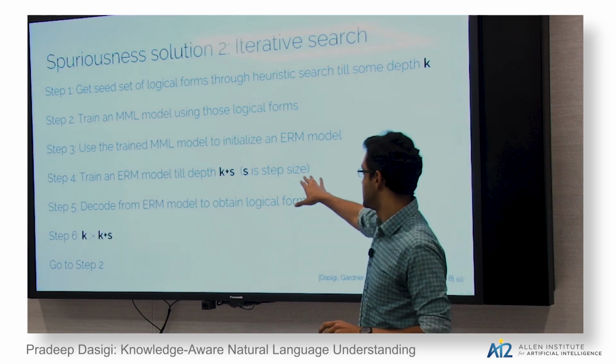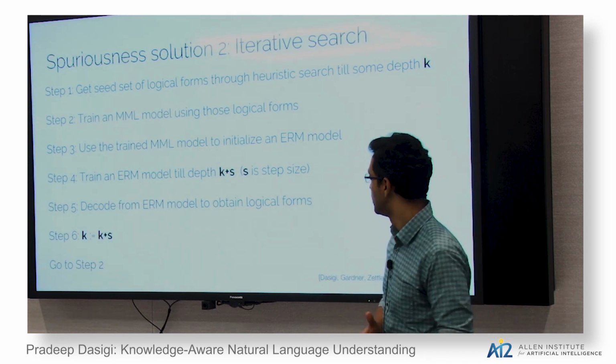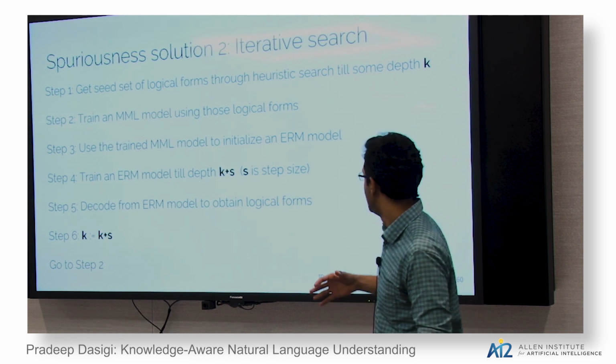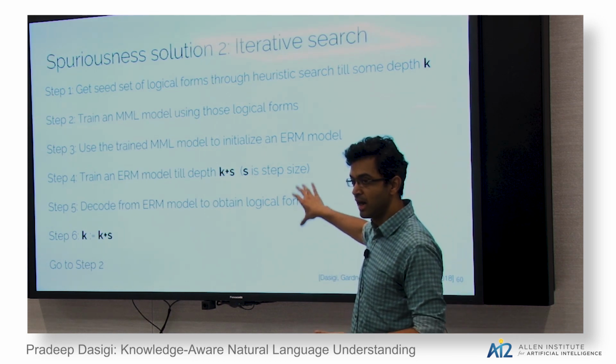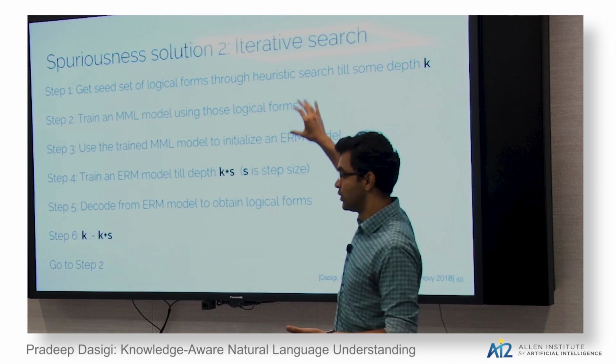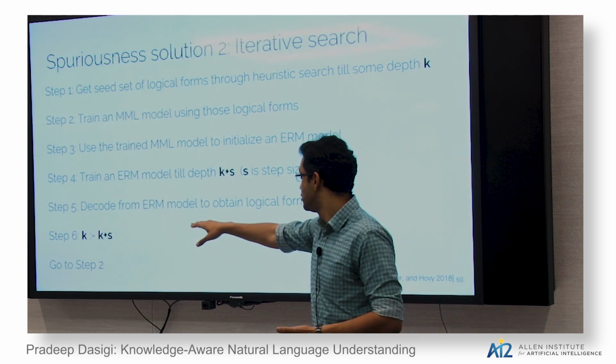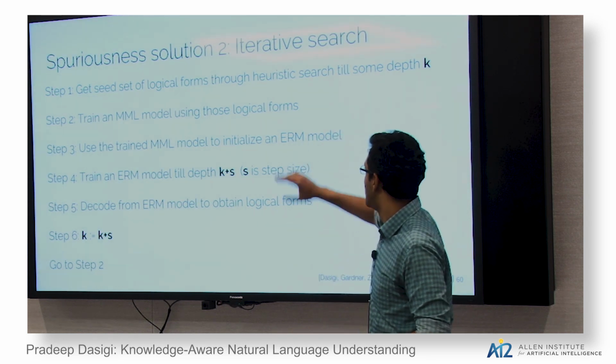And so with some sort of a step size. And then we can use the trained ERM model to decode and obtain logical forms. And this set of logical forms that are obtained after doing this is expected to be a larger set than the ones you started out with. And then you reset the value of k to be k plus s, and then go back to step 2.